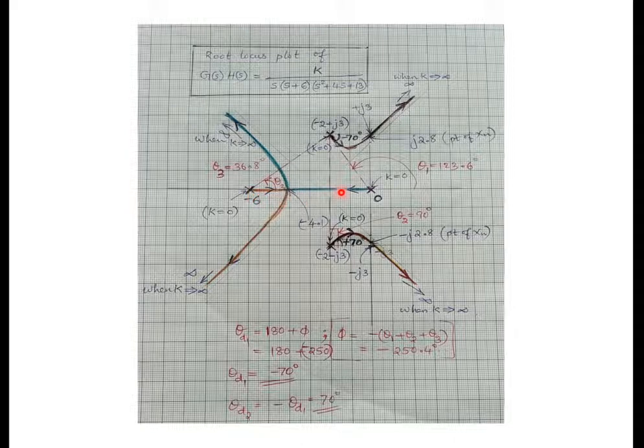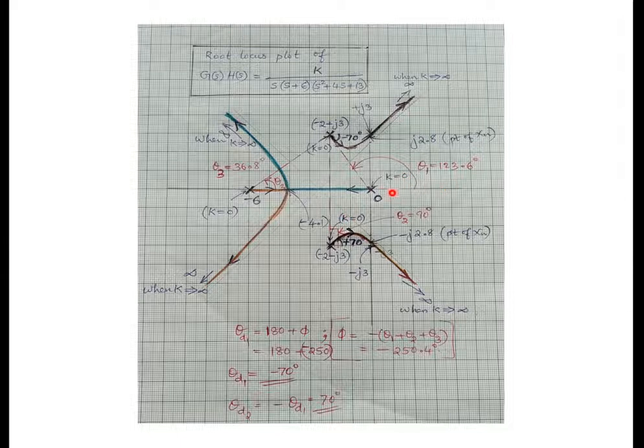If we take any point in between 0 and minus 6, call it P, then to the right of this point the total number of poles and zeros is 1, which is an odd number. That means there is a root locus branch. But if I take a point here, the total number is 2, which is an even number, so there is no root locus branch at this point.